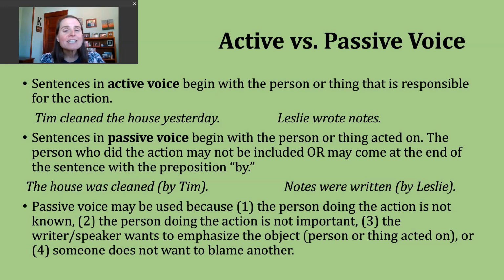An active voice sentence begins with the person or the thing, that's your subject, that is responsible for the action. You might think of it as sort of the person doing the action. Sometimes that helps people picture it better. But occasionally, you will read or hear people speaking in the passive voice. Passive voice sentences begin with the person or thing that is acted on or acted upon. It helps sometimes for students to think about those are the people or things receiving the action.